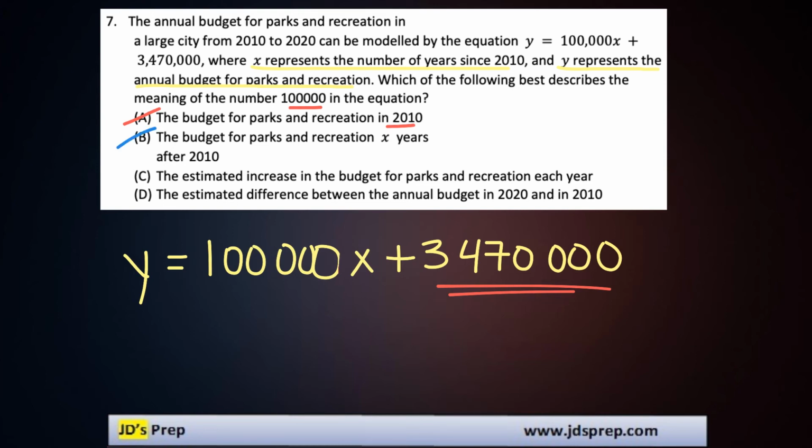What it actually is, the number 100,000, because it's the coefficient here in this equation, it represents the increase each year. So that's why C is our correct answer, the estimated increase in the budget for Parks and Recreation each year. Because if we were to follow this equation, let's say you replace x with 1 and then replace x with 2 and replace x with 3, you would notice a pattern that the budget's increasing by $100,000 each time.